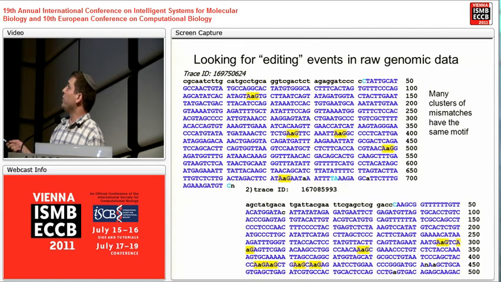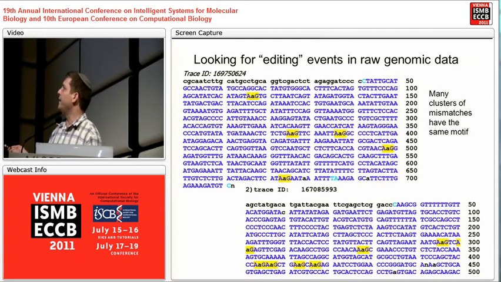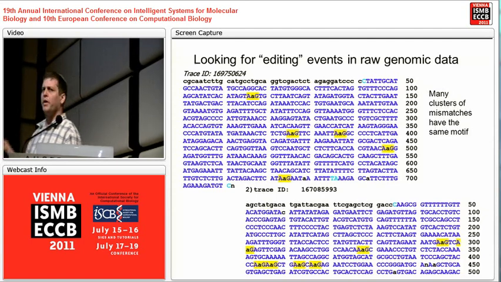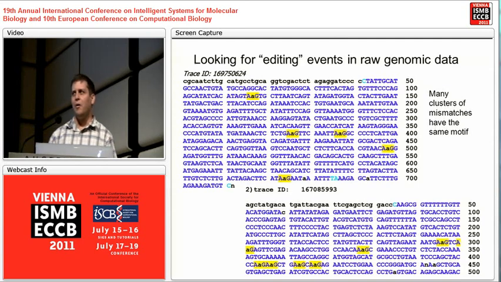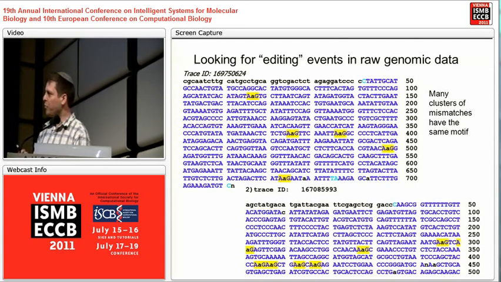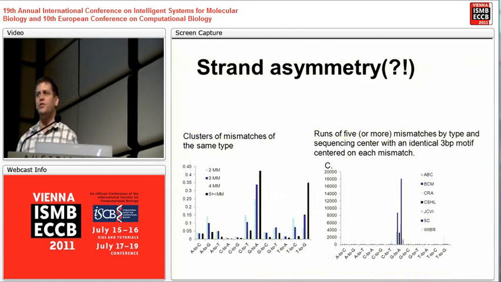When you align it to the genome, you see a cluster of G2A, and more nicely, they all have the same sequence motif around the mismatches, which were all G2A. And we saw more and more such traces. So at the beginning, we were very, very happy. But it felt strange, because all the traces we found were only G2A.